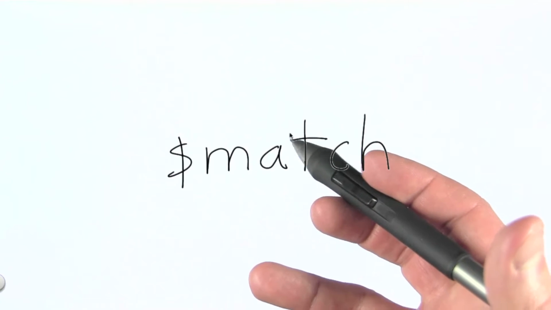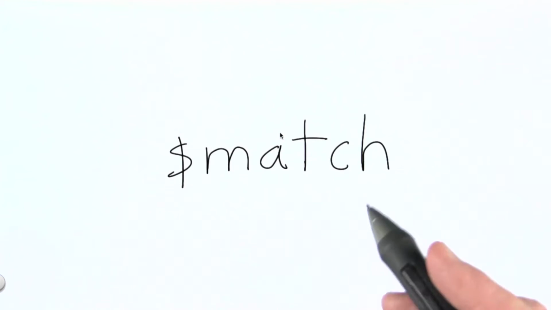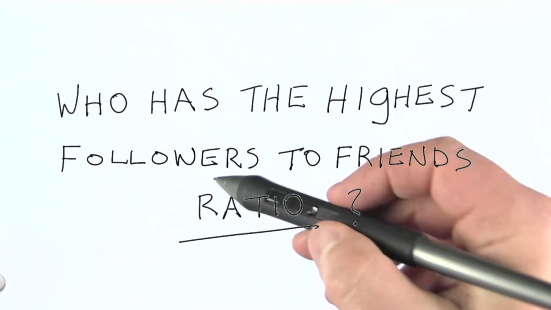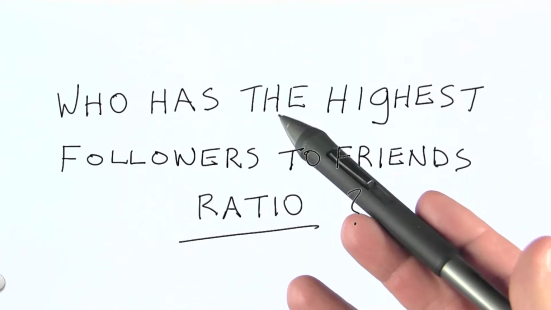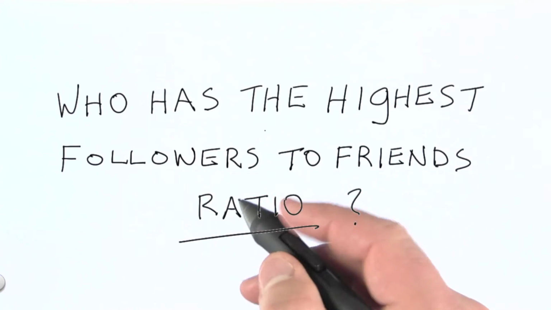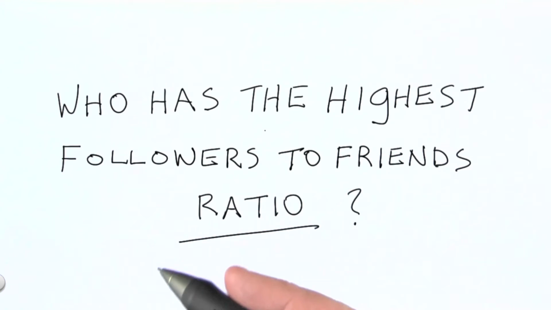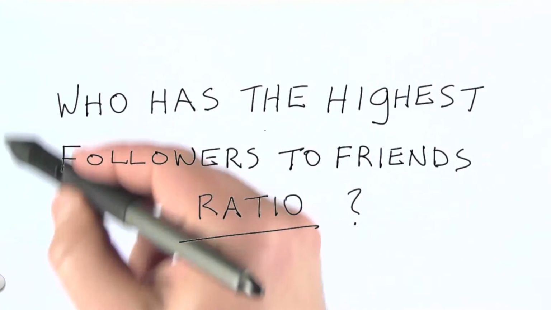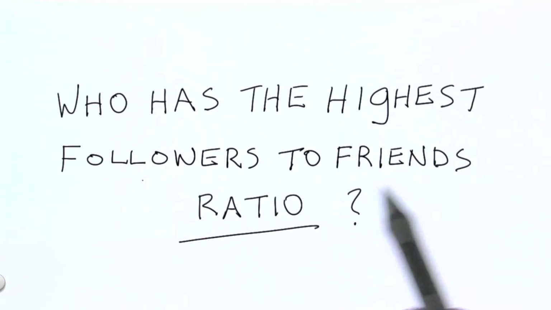So let's begin to look in more detail at some of the aggregation operators we just touched on. Now, you just had a quiz on this question. We're going to look at first the $match operator and then the $project operator in the context of this question. So the question is, who has the highest followers to friends ratio?